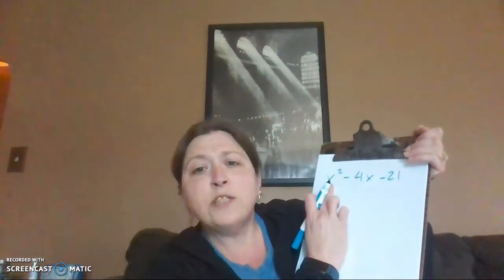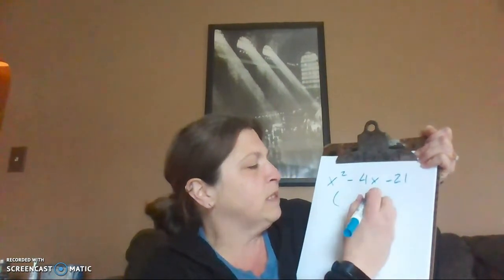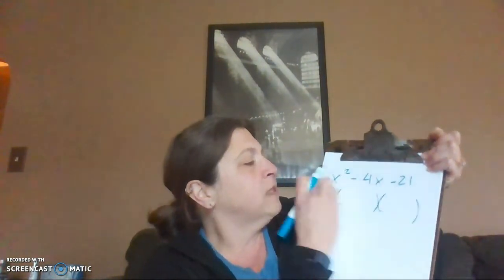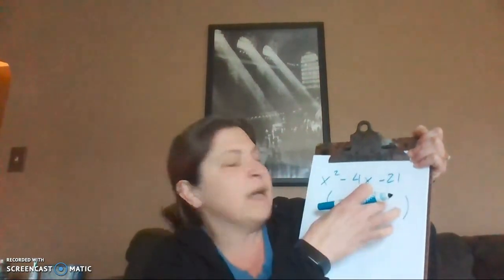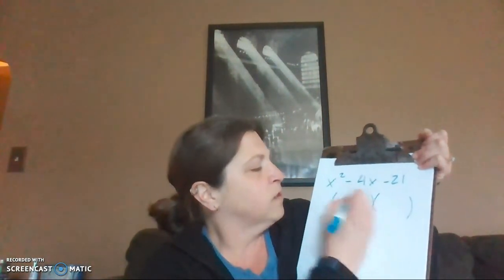Okay, cool, I see a quadratic. So what I know is I'm going to have two parentheses. Since I don't see a coefficient here, meaning it's 1, I know I'm just going to break this up, x and x. So that's what goes in the front. The back number, I need two numbers that are going to multiply to 21.